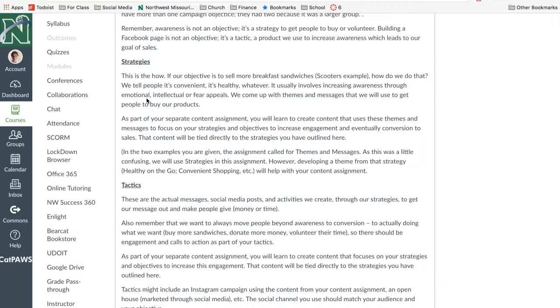For example, we had a client last semester, Fit Republic, and the students used a fear appeal in the sense of if you don't take care of yourself when you get older, you're going to have lots of health issues. You may not live to see your kids graduate, whatever the case may be. So be cautious with fear appeals, but they can be quite effective. Quit smoking, those kinds of things. So think about the emotional or intellectual way that you can get people to want to buy more breakfast sandwiches.